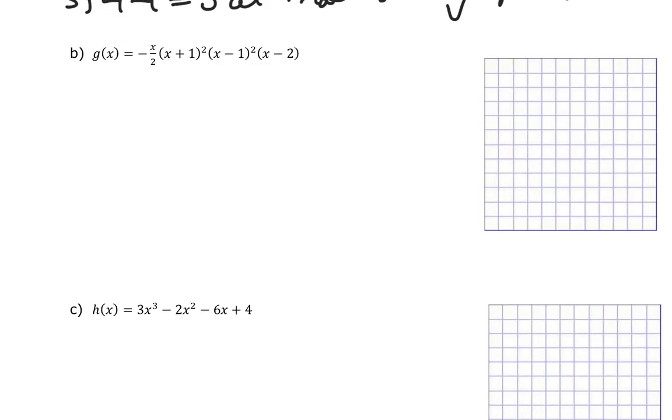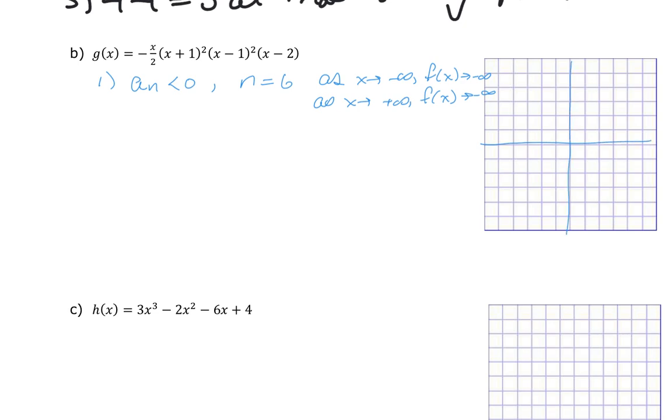Welcome back. The first one is a sub n is negative, and the degree of my polynomial is 2, 4, 6, 8, 6. So that tells me as x goes to negative infinity, my function will go to negative infinity. As x goes to positive infinity, my function will also go to negative infinity. So I'm going to go ahead and start the graphing process, and I know I'm going to go down in this direction and then down in this direction.